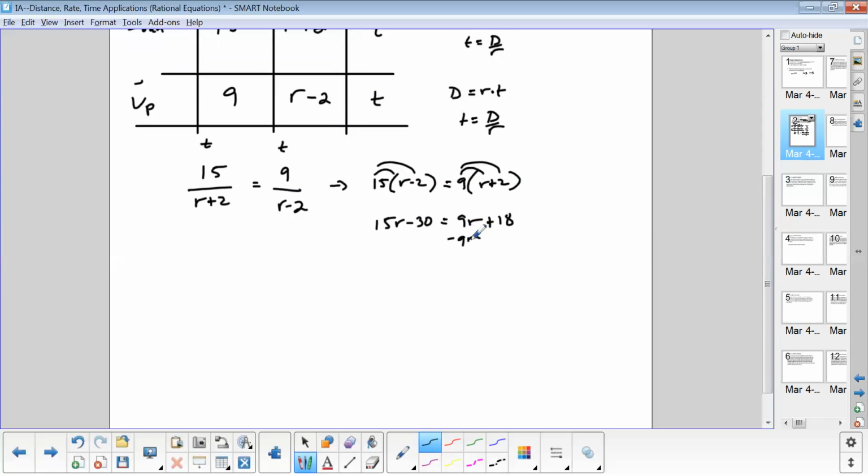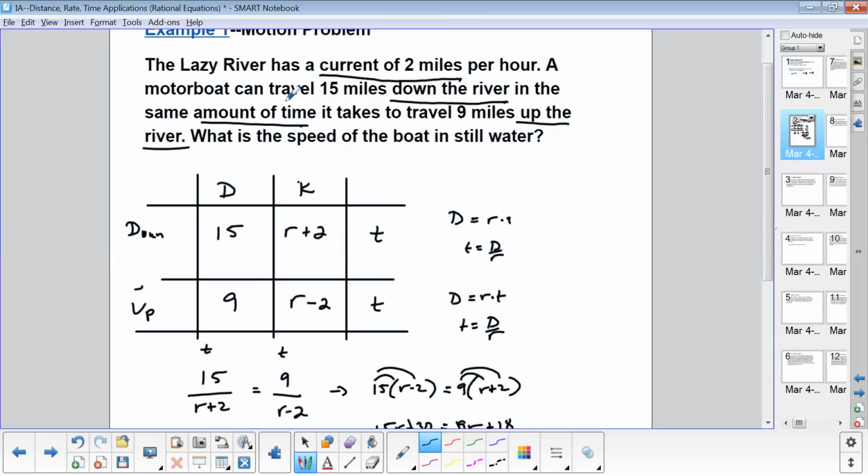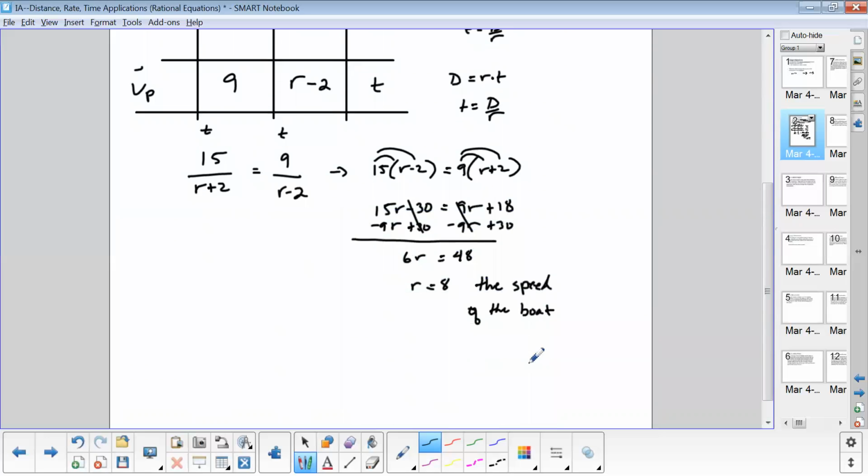And I'm just going to subtract 9r, and I'm going to add 30. So I get 48 is equal to 6r, so r has to be 8. Now what does that mean? What does the 8 mean? 8 is the speed of the boat, because it says the river has a current of 2 miles an hour and a motorboat can travel. I just need to find out what the speed of the boat would be. So the speed of the boat's actually 8.